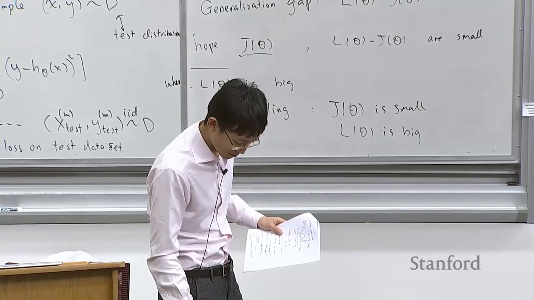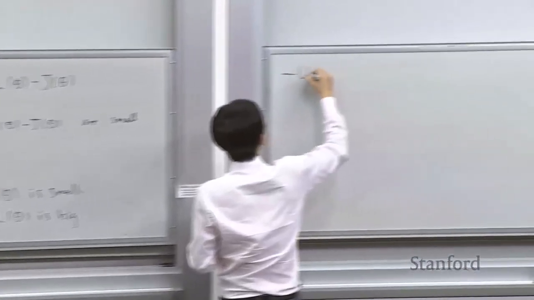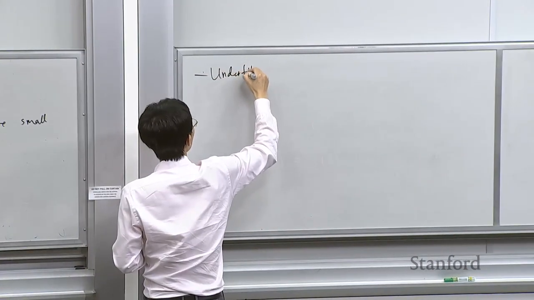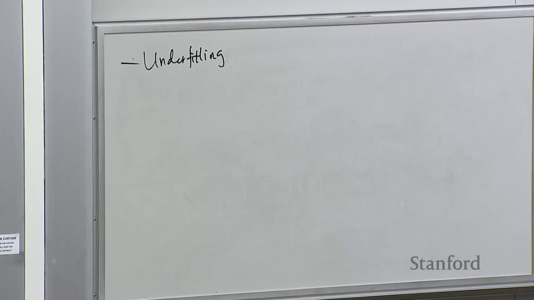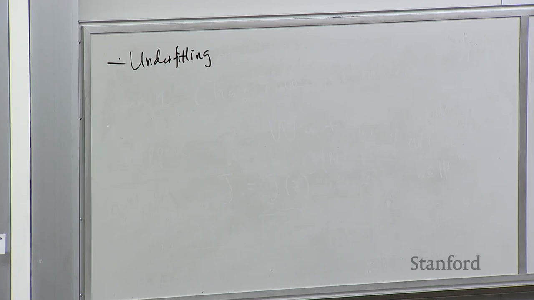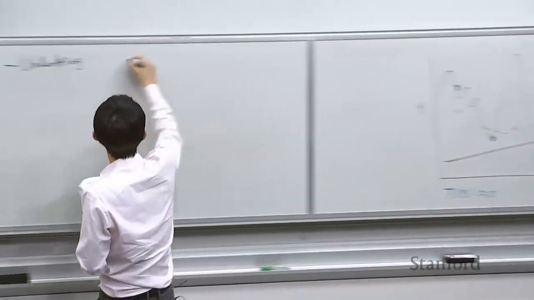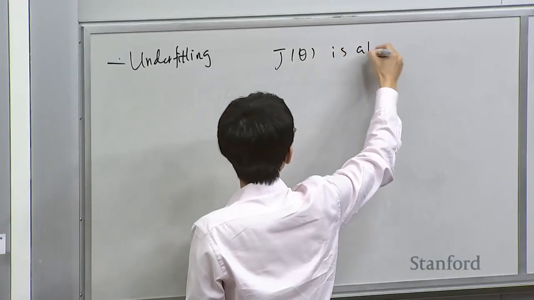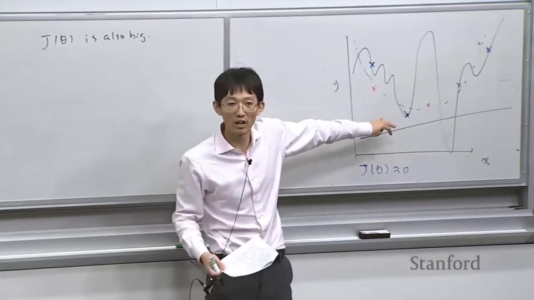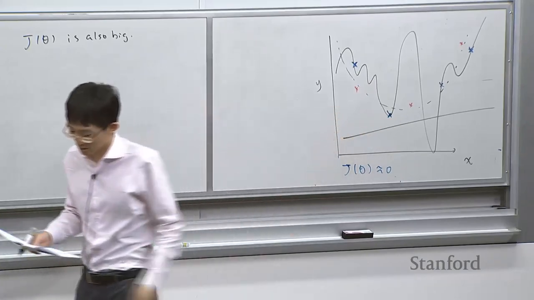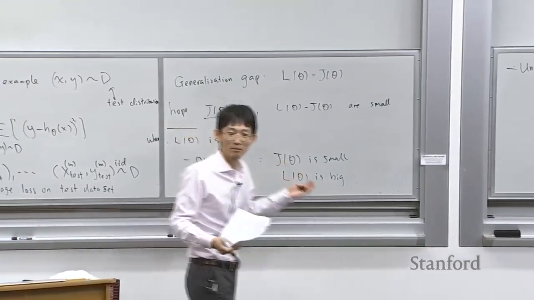Another notion is called underfitting. Underfitting basically just means that you fit something like this. Suppose this is another model you fit. Underfitting means that the J theta is also big. Even your model doesn't do well on the training set, and that basically means underfitting. As the word suggests, you are not fitting the data.